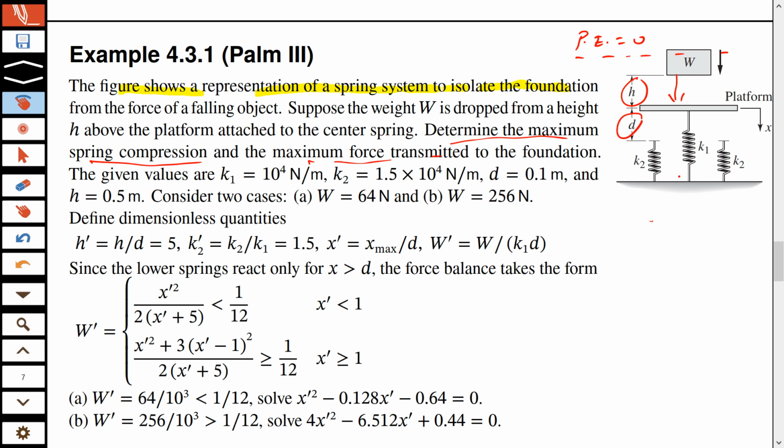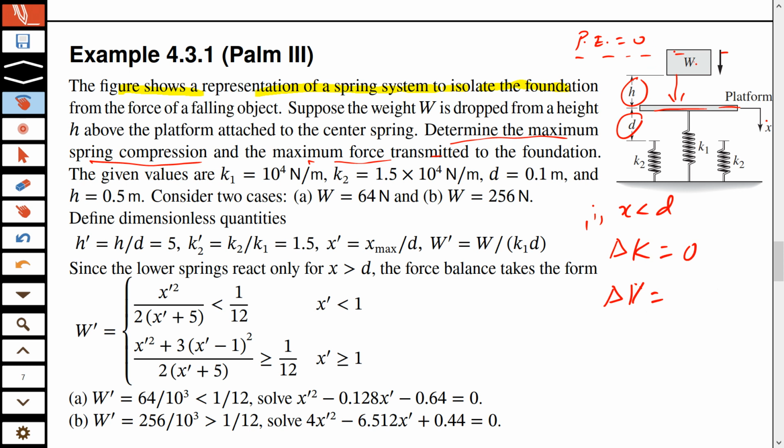So because of this D, there are two cases: one is x is less than D and two is x is greater than D. When x is less than D, this platform and this weight can only interact with the spring K1, okay, because K2 has not started interacting. When x is greater than D, then all the three springs are interacting. So we will take these two cases differently, and in the first case, which is x is less than D, I can now write down the change in kinetic energy and the change in potential energy.